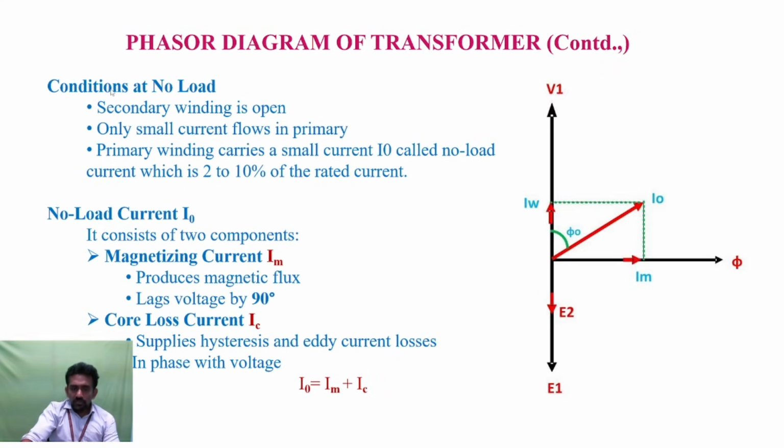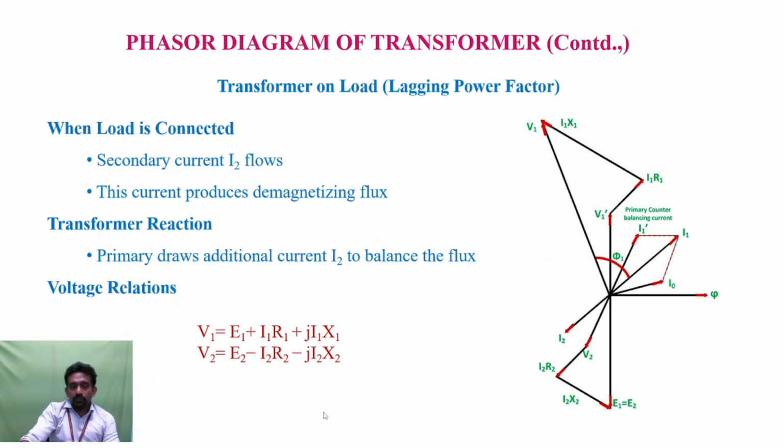Conditions at no load: the secondary winding is open and only a small amount of current flows in the primary. The primary winding carries a small current I0, called the no load current, which is 2 to 10% of the rated current of the transformer. There are two components: a magnetizing current IM and a core loss current IC. So I0 is given by IM plus IC.